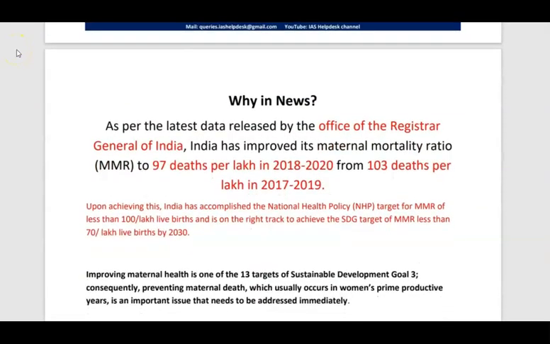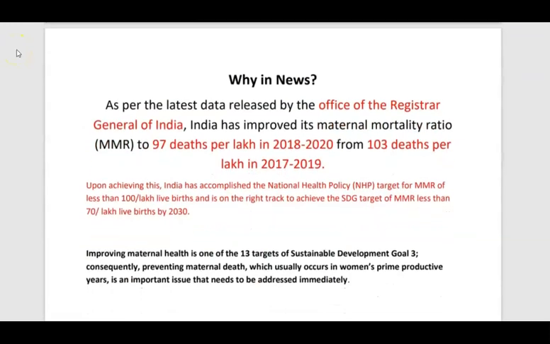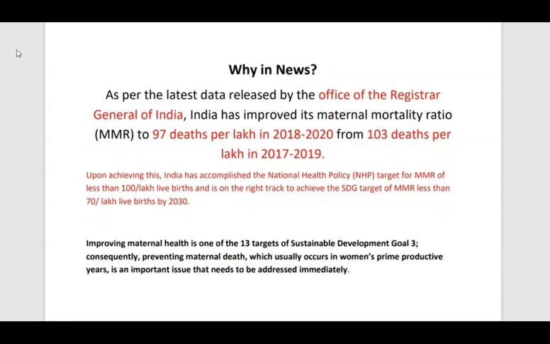Recently, as per the latest data released by the Office of the Registrar General of India, India has improved its maternal mortality ratio. And how has it improved? It has reduced the number of deaths to 97 per lakh in 2018-20 from 103 deaths per lakh in 2017-19. Now let me tell you briefly how maternal mortality ratio is calculated.